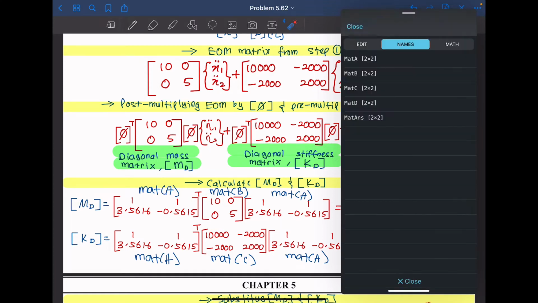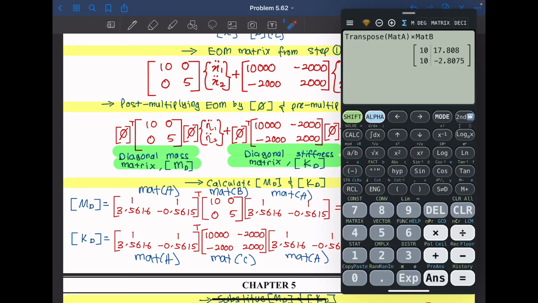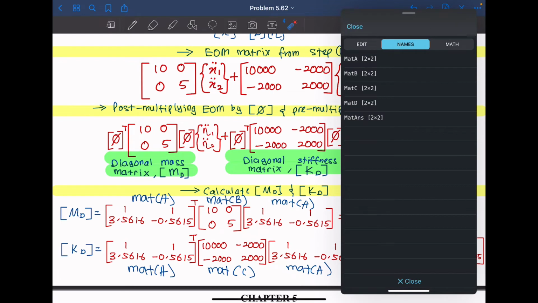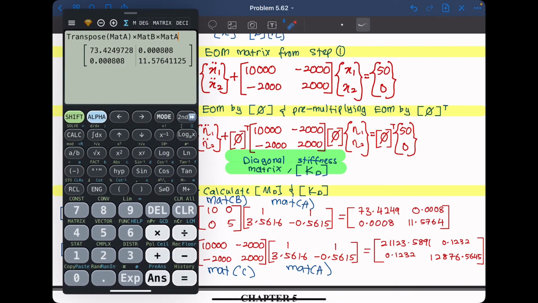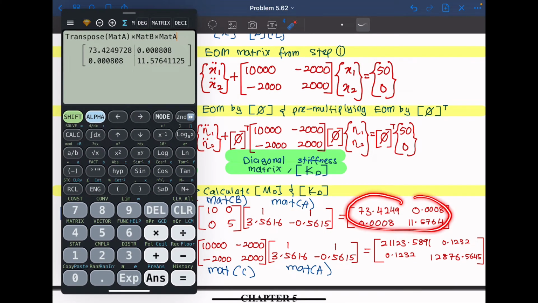You press shift, you press 4, you go to names, and then you go to matrix B, and then you multiply again with matrix A. Again, shift, put again matrix A. So as you can see here in the calculator, that is the transpose of matrix A multiplied with matrix B multiplied with matrix A, which is our transpose of the model matrix times the mass matrix, and times it again with the original model matrix. So you get that answer. This, as you can see, is the answer.